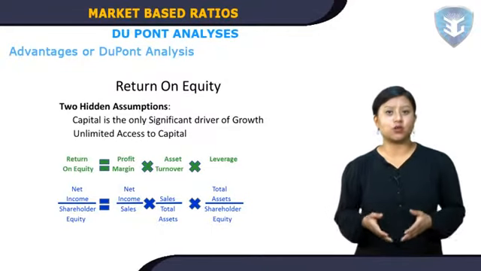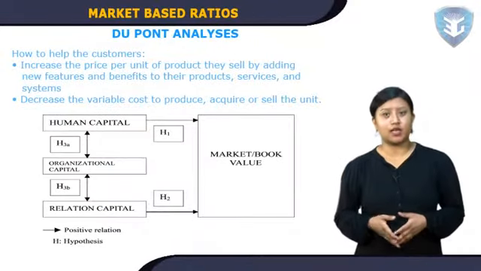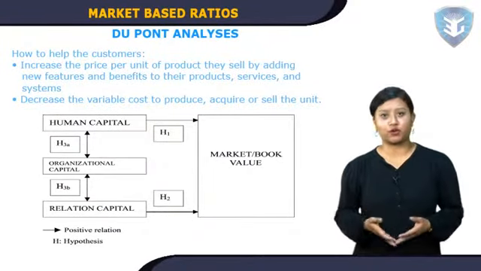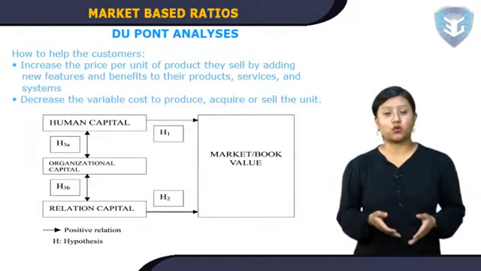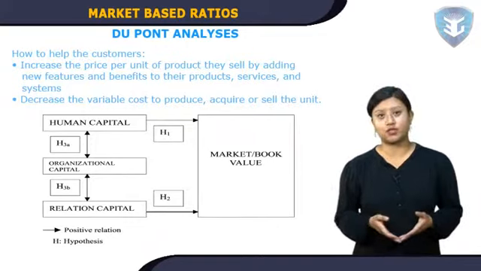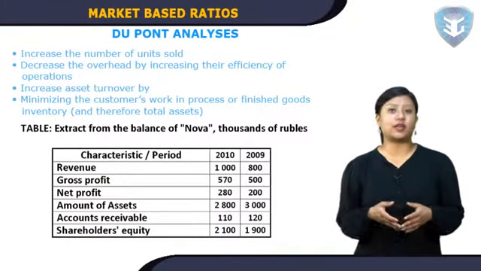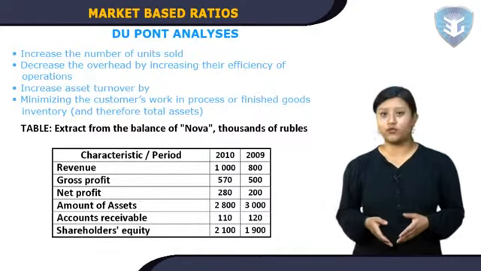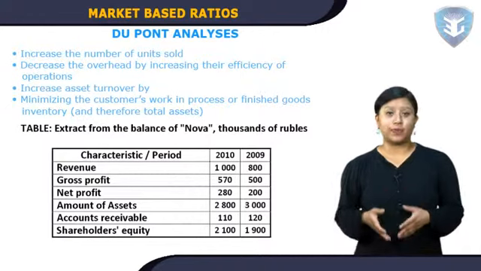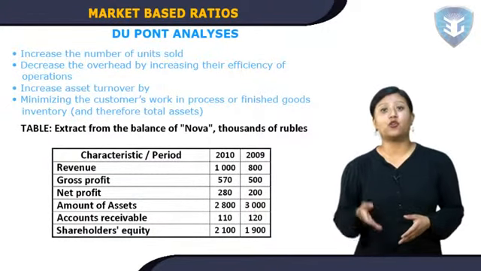Understanding the financial concepts allows us to focus on the key questions: how to help the customers increase the price per unit of product they sell by adding new features and benefits to their products, services and systems; decrease the variable cost to produce, acquire or sell the unit; increase the number of units sold; decrease the overhead by increasing the efficiency of operations; and increase the asset turnover by minimizing the customer's work in process and finished goods inventory, and therefore total assets.